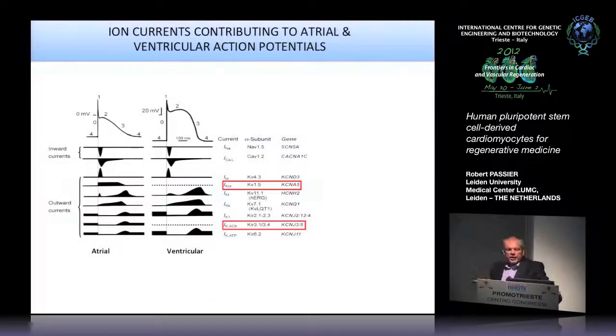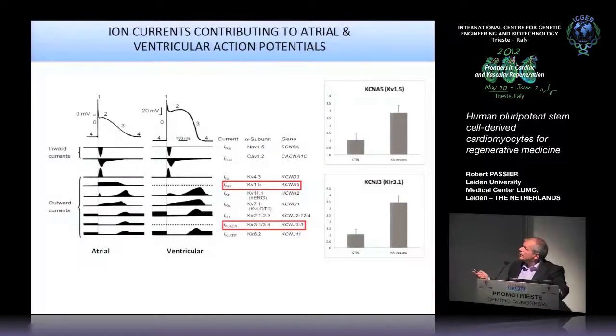So furthermore, if you would like to go to a functional readout, of course the first thing that you would like to do is look at the electrophysiological profile. But what we did before that is actually look at the ion channels. So here's an example of atrial versus ventricular cardiomyocytes. And if you look at these particular genes here, KV1.5 and KIR3.1, 3.4, you can see that these are expressed in atrial cardiomyocytes but not in ventricular cardiomyocytes. And when we treat the cells with retinoic acid, we can see that these genes are upregulated in these cardiomyocytes, confirming that we have a shift towards atrial cells in these cultures.